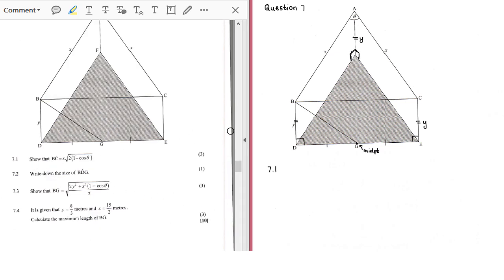Okay, we need to show that BC, so there's BC, is equal to this. So BC is basically in that roof. So in triangle ABC, we can see that BC is the side opposite an included angle. We have the length of these two including sides, AB and AC, both of them are equal to X, so we can then apply the cosine rule over here.